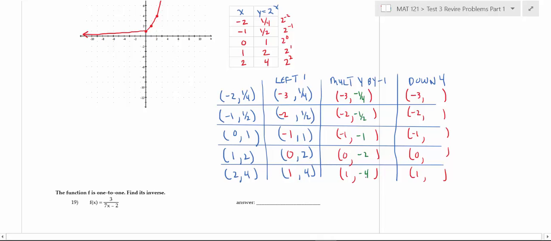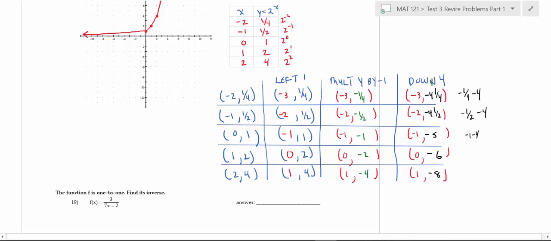Negative 4 minus 4 is down to negative 8. Negative 2 minus 4 is down to negative 6. Negative 1 minus 4 is negative 5. Negative 1/2 minus 4 is negative 4.5. And then negative 1/4 minus 4 is negative 4 1/4. So those would be the values that you plot.